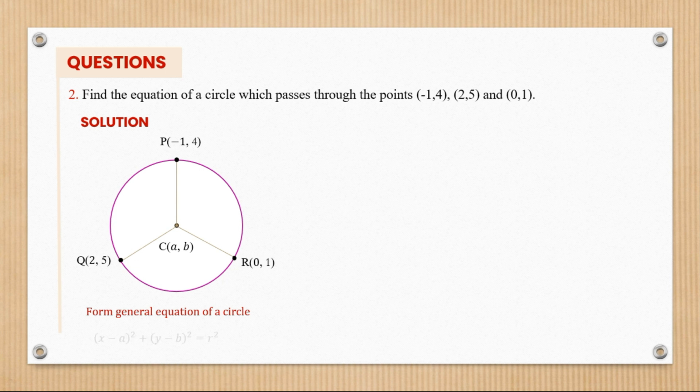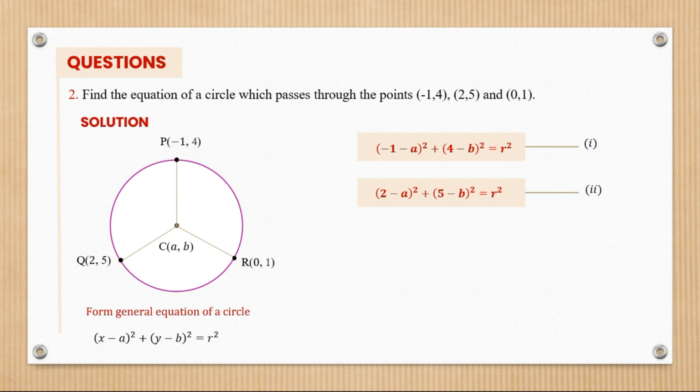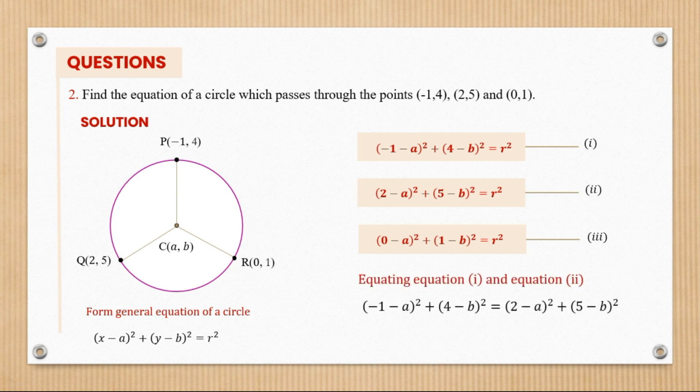So from the general equation of a circle, this is what we have. We can see that it is true that we will have -1 minus a squared plus 4 minus b squared is equal to r squared. Then it is also true that 2 minus a squared plus 5 minus b squared is equal to r squared. Then lastly, it's also true that 0 minus a squared plus 1 minus b squared shall be equal to r squared, and that shall be equation 3. So now we're going to equate equation 1 and equation 2. So this is what we'll have.